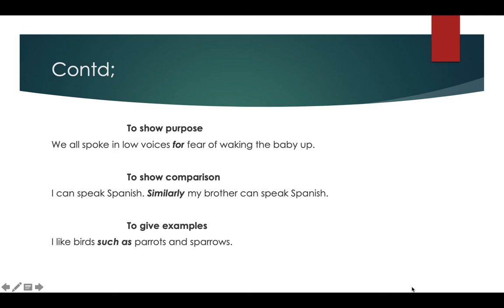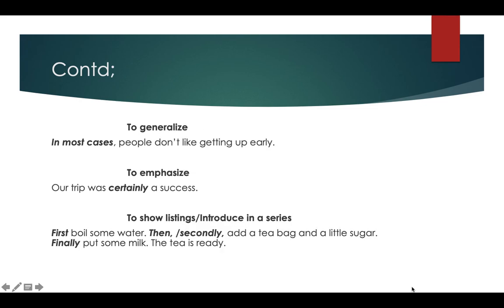Next purpose is to show purpose. We all spoke in low voices for fear of waking up the baby. Here the word for is used for showing the purpose. Next one is to show comparison. I can speak Spanish. Similarly, my brother can speak Spanish. Okay, so here similarly it's showing comparison, that I can do this thing and my brother can also do the same thing. Next one is to give examples. I like birds such as parrots and sparrows.